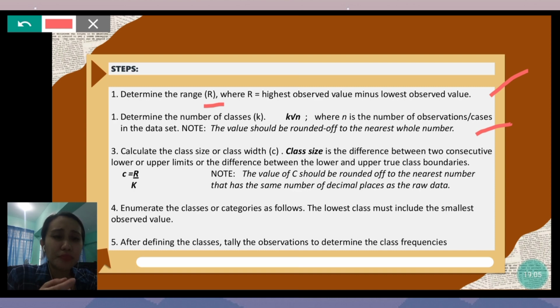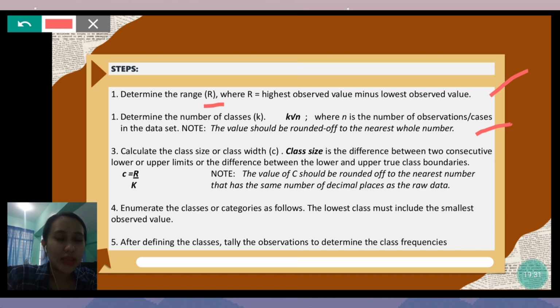So in order to get the number of classes, you simply look for the square root of N. For example, if there are 40 cases or 40 values obtained, you will just look for the square root, and take note that you should round off to the nearest whole number. The answer should be a whole number.